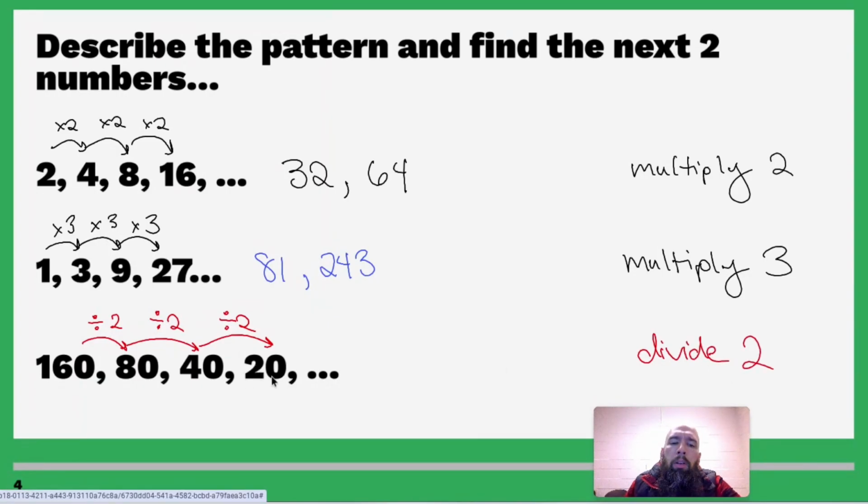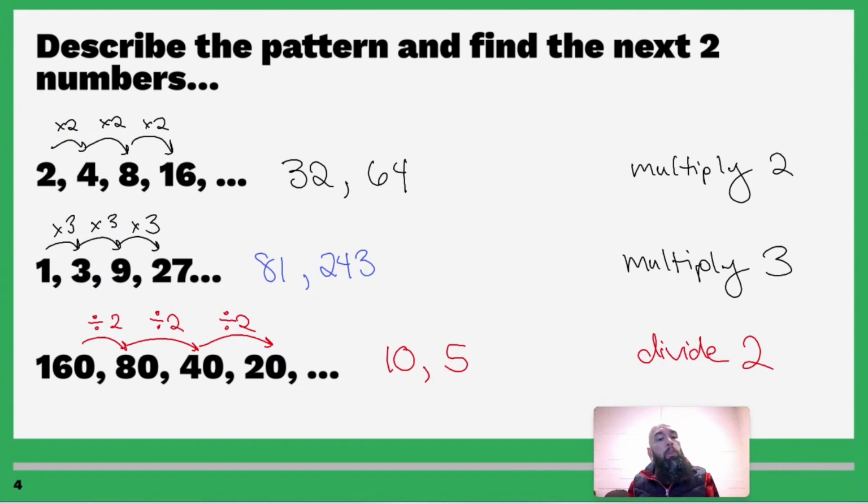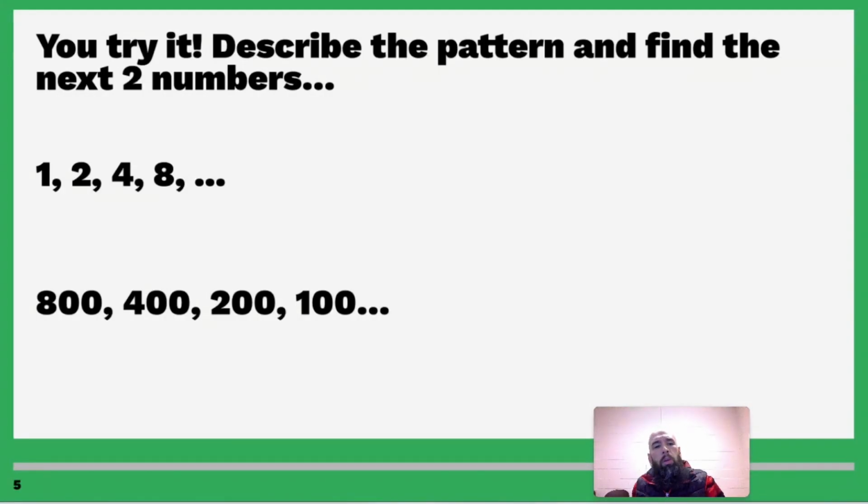So you keep that pattern going. 20 divided by 2 is 10, and 10 divided by 2 is 5. Okay, so one last time before I have you try this on your own. If the numbers go up, but you're not adding the same thing, multiply. If the numbers are going down and you're not subtracting the same thing, divide. So try these two on your own. Say what the pattern is, and then find out the next two numbers. Pause the screen, and when you are done trying these out, unpause the screen and see if you got it completely correct.